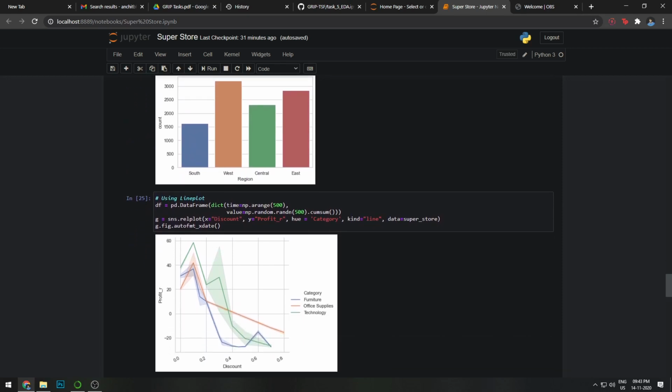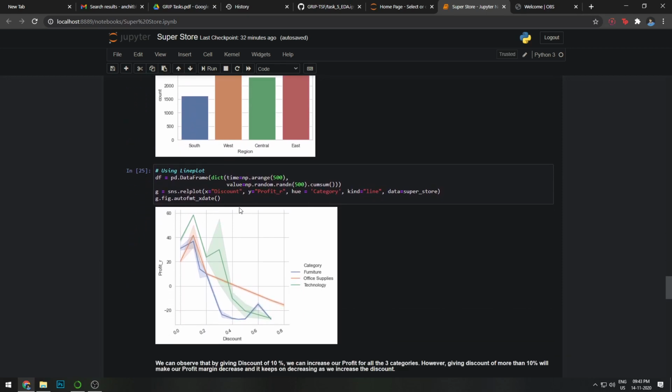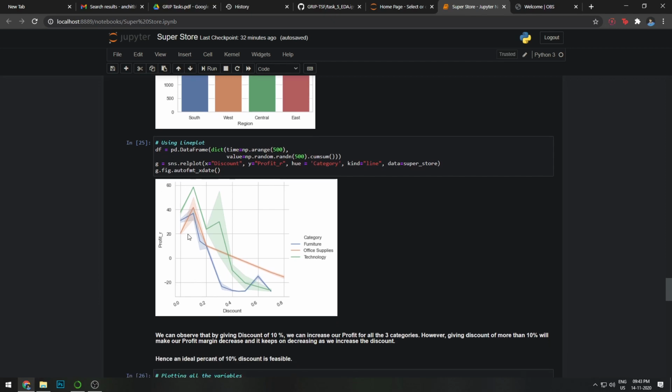Then we did the line plot. So here we made a considerable amount of analysis. We prepared a graph between the profit and discount. From this graph we can observe that the line first increases and then it keeps on decreasing. So from this we can estimate that if the seller gives a discount of up to 10%, he can make a considerable amount of profit. However, if he increases the discount margin, the profit margin decreases.